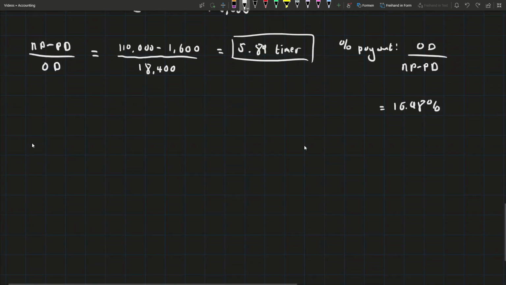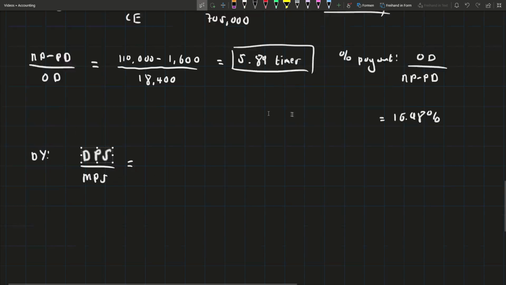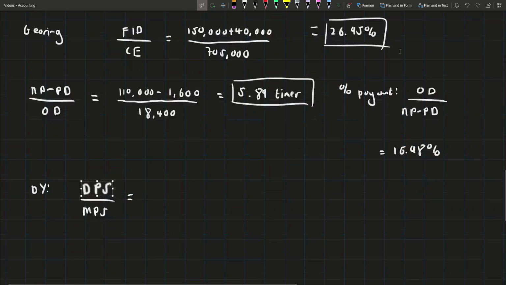So for that one, this dividend yield, we take our dividends per share. So we want to see how many dividends do we get in each share and divide it by the market price of a share. So basically we get 4 dividends, 4.6 cents.